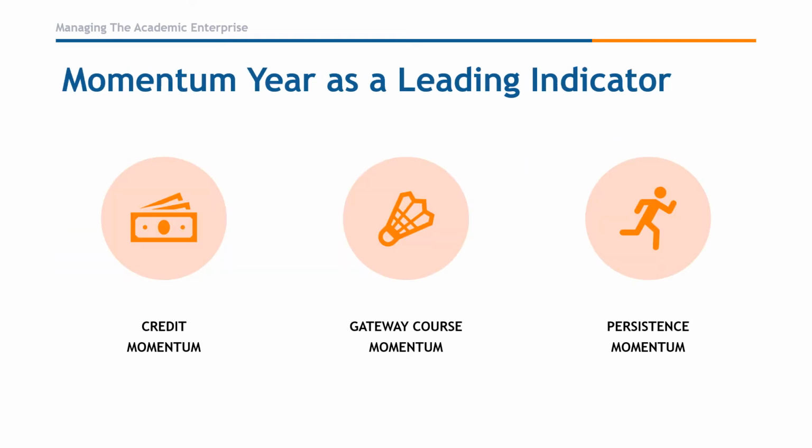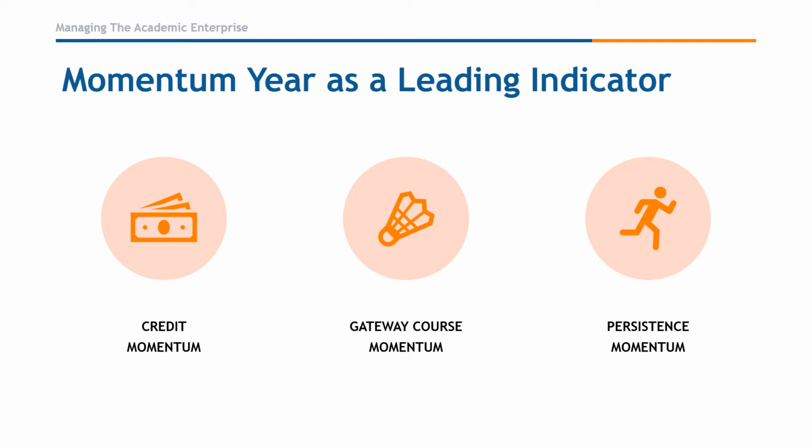Research has demonstrated that momentum in the first year is strongly associated with higher rates of completion in the long term. It is helpful to think about momentum year metrics in three categories. The first category is credit momentum and might measure how many credits a student has completed in their first term and first year. The second category is gateway course momentum, which measures the rate at which students take and pass college-level math and English courses in their first year.